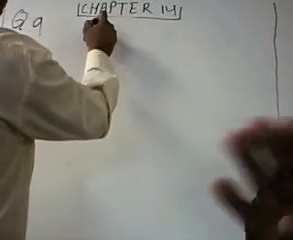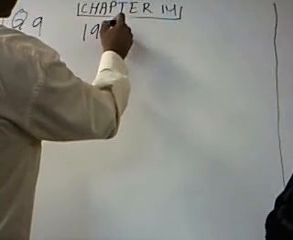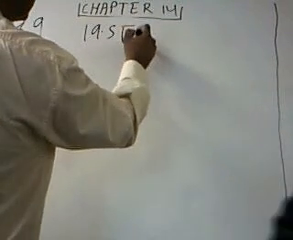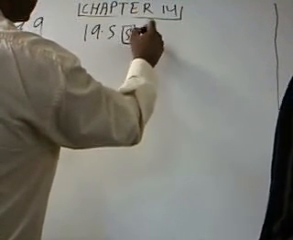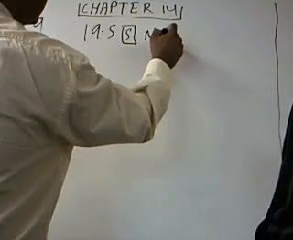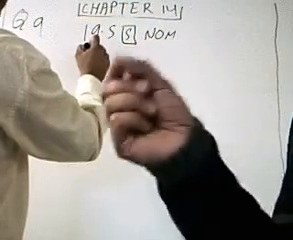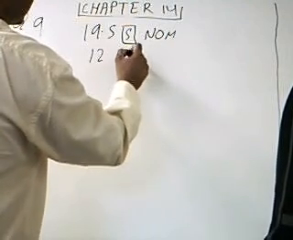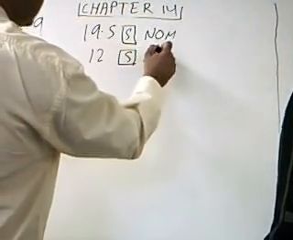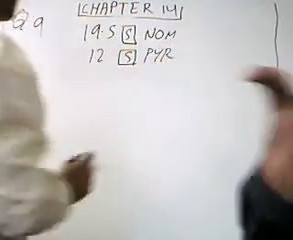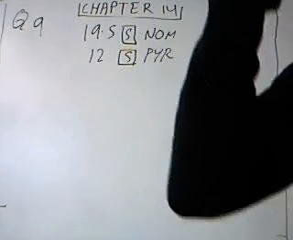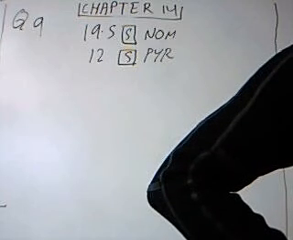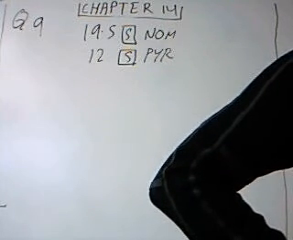Chapter 14, question number 9. A loan in the amount of 99,000, which is the present value, bears interest at 19.5% per annum, so annually is 19.5. One year, compounded monthly. So highlight monthly.